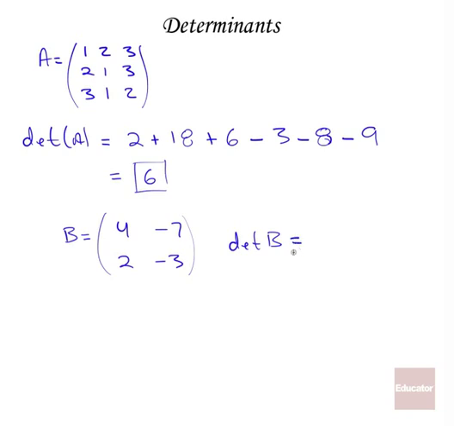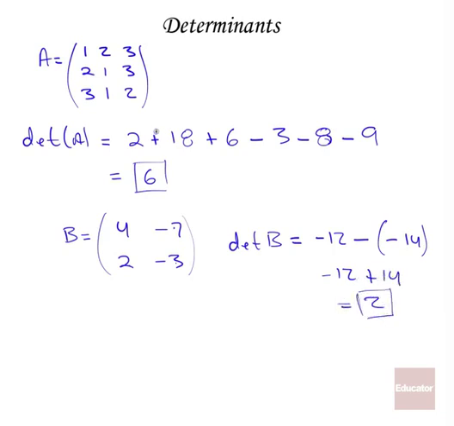Okay. The determinant of B is equal to this times this. 4 times negative 3 is negative 12, minus this times this. This times this is negative 14. The minus sign has to stay. So it's negative 12 minus a negative 14, minus 12 plus 14, it is equal to 2.